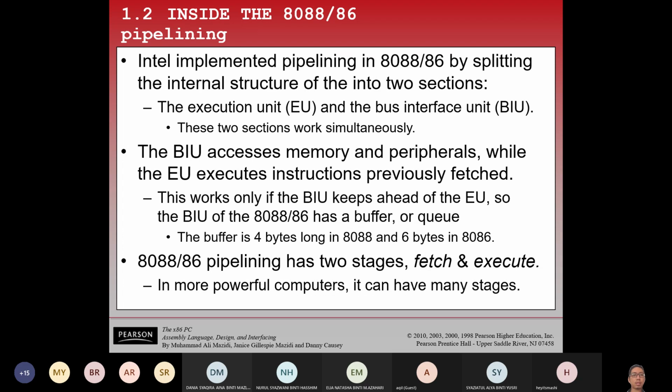The BIU is used to perform certain functions. The BIU is used to access memory and peripherals, while the EU executes instructions previously fetched. Some information is stored in the memory, and some information is obtained from the peripherals, let's say your keyboard or your mouse.